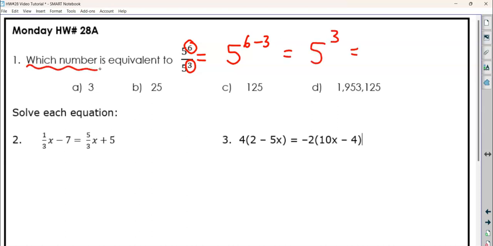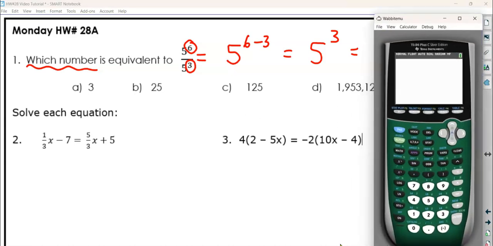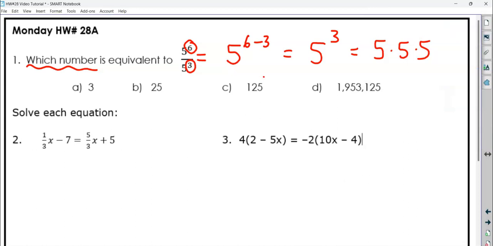Since it's asking us which number is equivalent to 5 to the 3rd power, we either multiply 5 times 5 times 5, or we use our calculator and the power button, this little caret here. 5 raised up to the 3rd power. And we get 125, so that's how we select our answer.